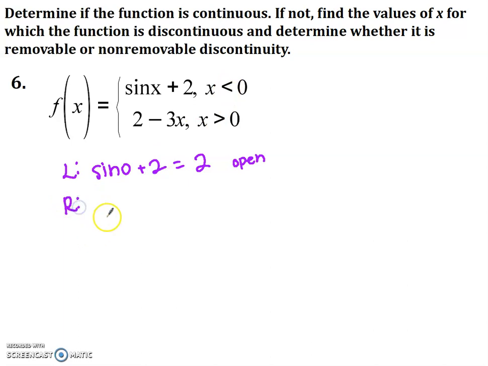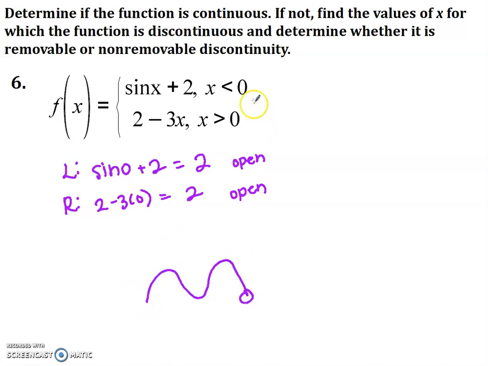Then I'm going to look at what happens from the right side, so that would be the greater than inequality. So I would do 2 minus 3 times 0, which is also 2. So same number, but this time both of them are open. So our sine graph, which we know would look like this, is going to end at 0, 2. I'm just going to pretend like this point's 0, 2, and then this graph right here would pick up at the same point, but still with an open circle, so we would still have a hole here.